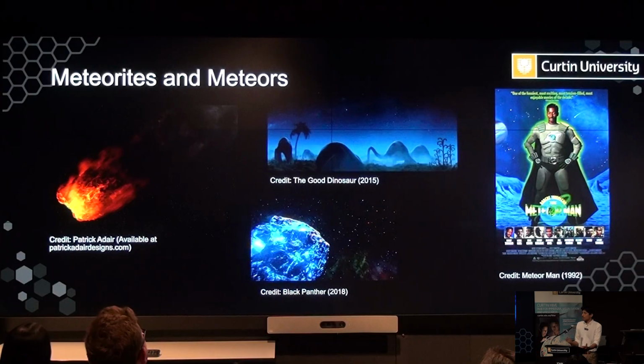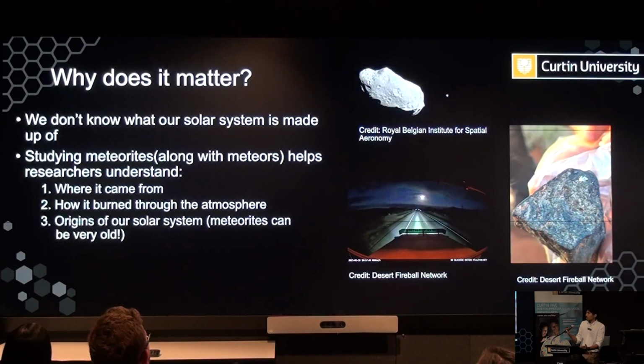Now, why is this? So, one of the big questions that researchers have is actually understanding what our solar system is made up of. And by studying meteorites alongside meteors, researchers are able to understand, firstly, where it came from in space and its orbit, and the way that it burned through the atmosphere as it traveled down into Earth. And this can help answer the big question, as meteorites are quite old, so their chemical composition could reveal information about what the solar system was made up of.